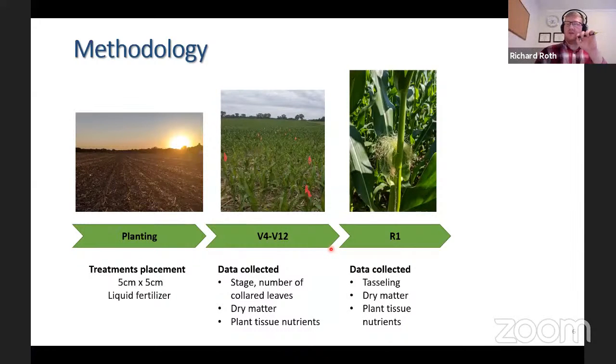Did you do it on the same field both years? Yeah, last year and this year. Yep, we are still processing the data of this year. We will see what we got.